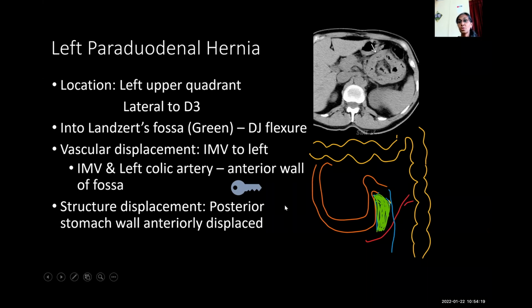So now let us start with the commonest, that is our paraduodenal hernia, and the most common paraduodenal hernia, the left paraduodenal hernia. In left paraduodenal hernia, the duodenum is retroperitoneal, and the mesenteric attachment starts at the duodenojejunal flexure, right? At these attachment sites there are little gaps, and that is where the bowel loop can enter into the retroperitoneum.